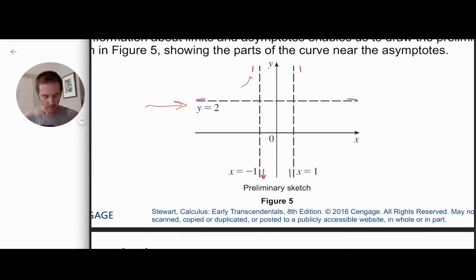Similarly, as we approach x equals +1 from the left, our curve is going down, and up in the first quadrant, approaching x equals +1 from the right, our curve is going up toward positive infinity. Put a little arrow on there. Okay.